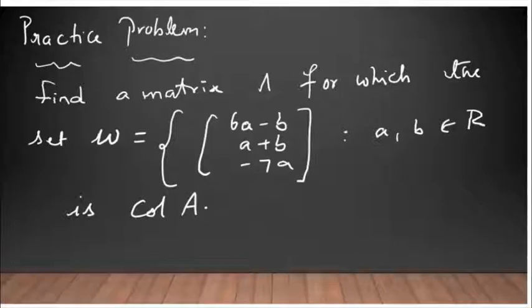Let us look at this practice problem. Find a matrix A for which the set W, given as (6a minus b, a plus b, minus 7a) such that a, b belong to R, is equal to column A. In the same way you can work out this problem.